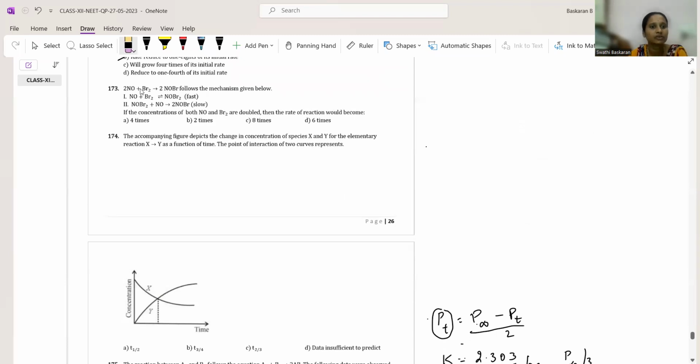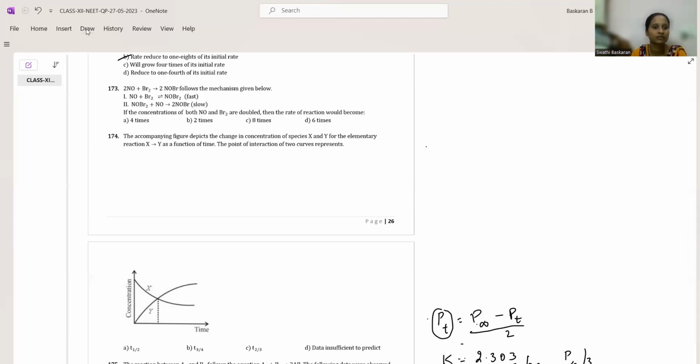Just have a look at the reaction. The reaction shows 2NO plus Br2 giving rise to 2NOBr, and since this is not an elementary reaction but a complex reaction, they are giving the mechanism. The first reaction is said to be the fast equilibrium reaction. The second step is said to be the slow reaction. All of us know that the slow reaction is the rate determining step, so based on the slow reaction we will write the rate equation.